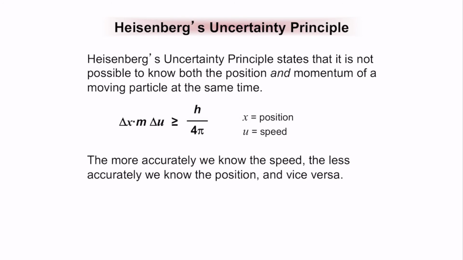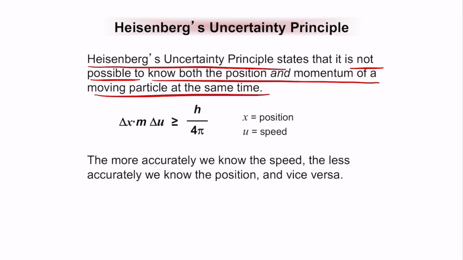Because of this, there is a big problem of uncertainty. What is the uncertainty here? Uncertainty is the amount of error that you get when you're trying to calculate one value and the other value cannot be calculated easily. Heisenberg's uncertainty principle was the solution to explain this. It states that it is not possible to know both the position and momentum of a moving particle at the same time.